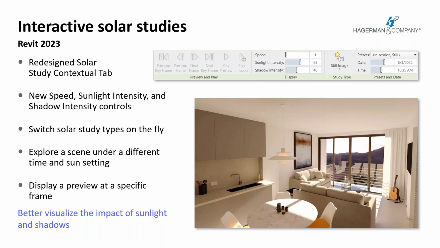You can update your lighting parameters with new speed and sunlight intensity. And you can switch between solar studies, still image, single day, multi-day lighting. And you can explore your project scene under different sun setting configurations and quickly update them to the specific time of the study.